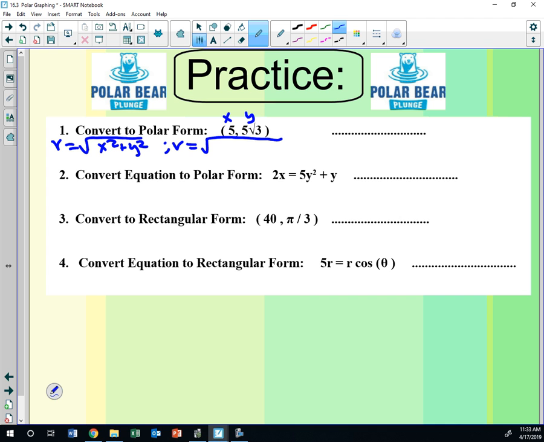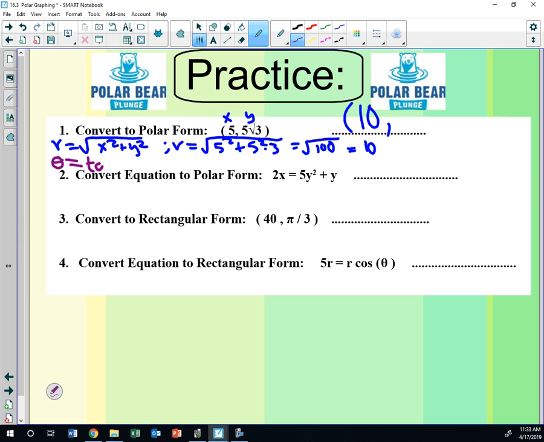5 squared plus 5 root 3 squared, which is times 3. So that's going to be the square root of 25 plus 75, which is 100, and the square root of that is 10. Did anybody get 10 for that? Nice. Then we're going to find the angle theta.